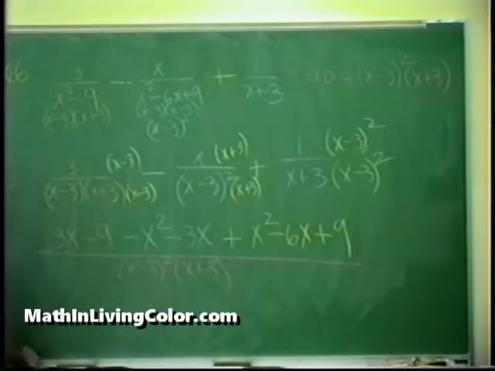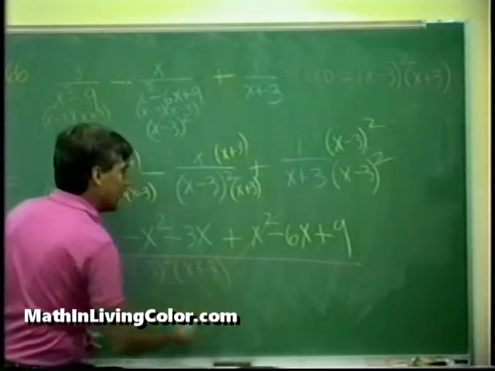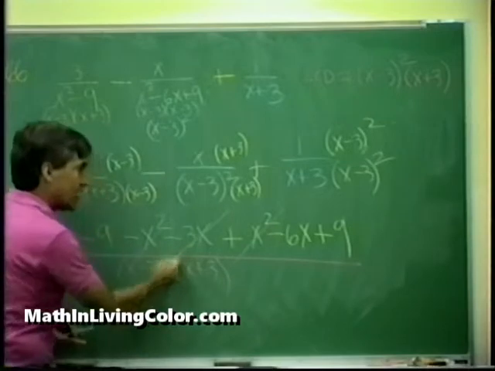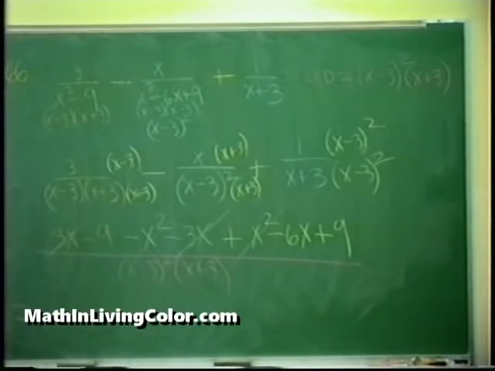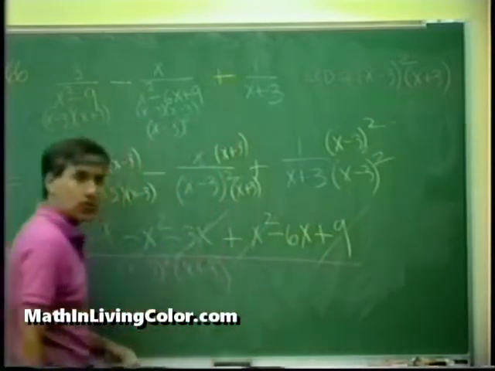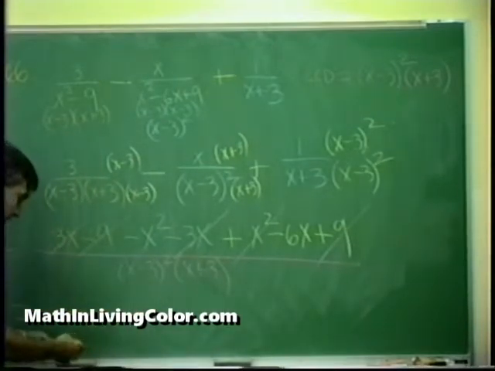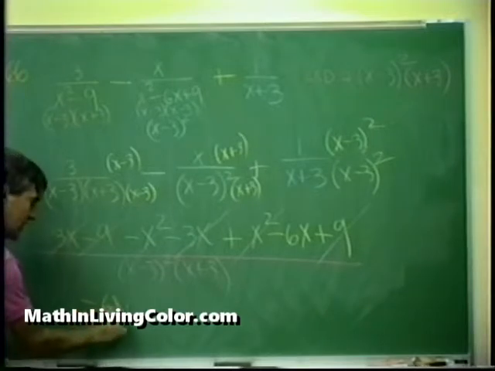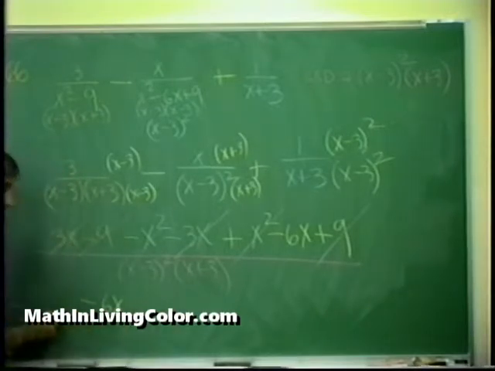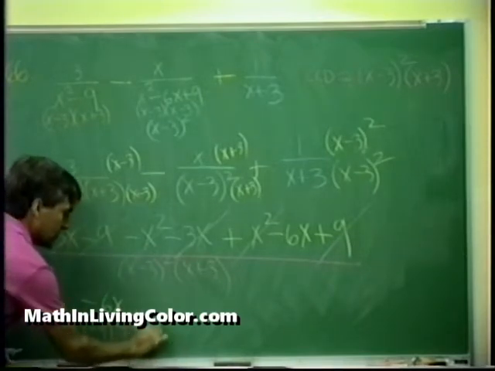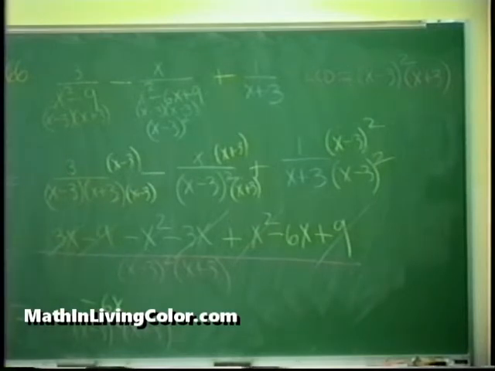Now, do you see what happens in that numerator? How about x squared minus x squared? That subtracts out, doesn't it? Now what? 3x minus 3x, that subtracts out. Negative 9, positive 9, that subtracts out. Isn't that nice? Okay, now what's left? Negative 6x. That's all you've got left, negative 6x. And the denominator is the common denominator, which would be x minus 3 squared times x plus 3. Okay? And that's it. That's how we do the common denominator.